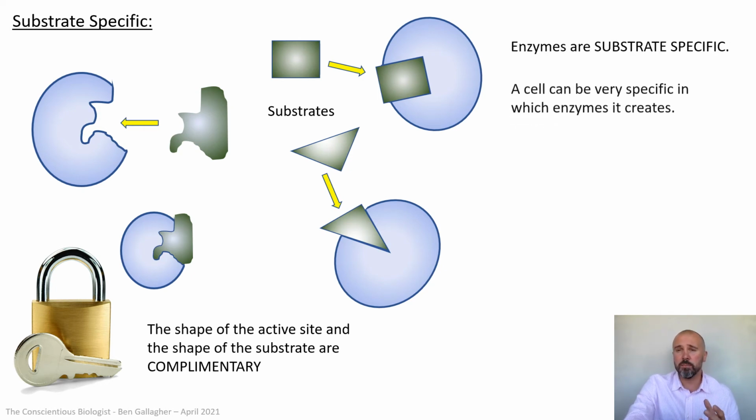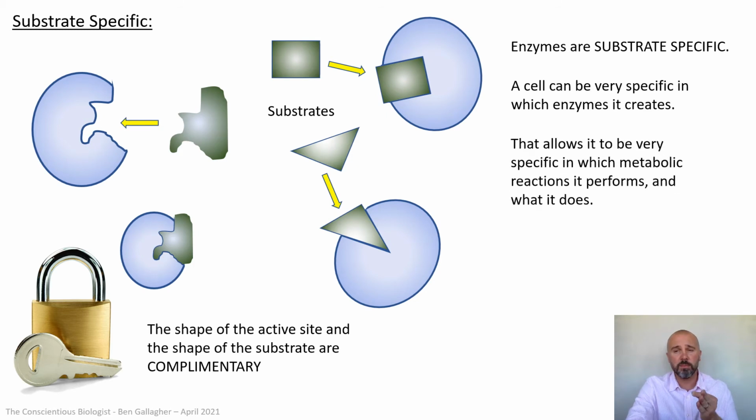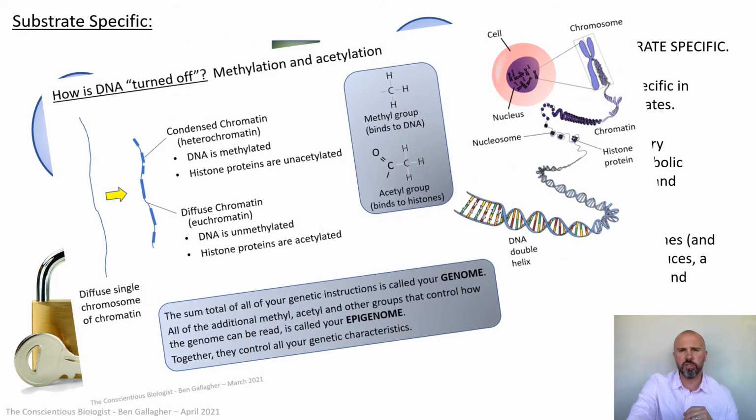So enzymes are substrate specific, which means a cell can be very specific in which enzymes it creates, which allows it to be very specific in which metabolic reactions it performs and what it does. It only makes the enzymes for the jobs it wants done within the cell. Now, if you think about how it does that, think back to the video that hopefully you've watched of mine on cell differentiation. So I'll pull up a screenshot of that now. I'll get rid of it in a minute so you can see this paragraph I've just brought up.